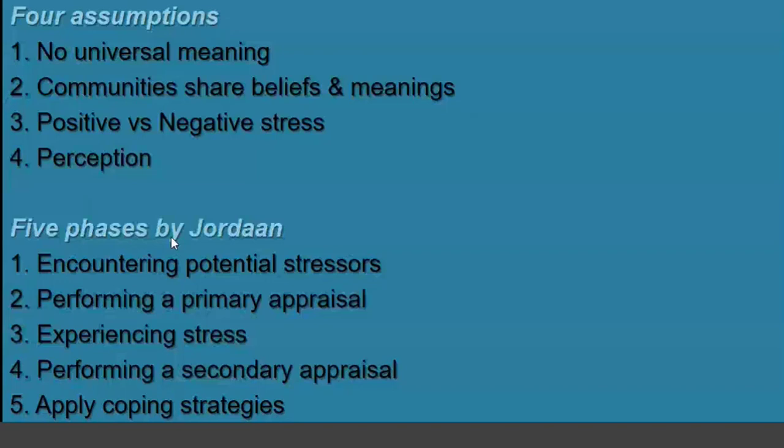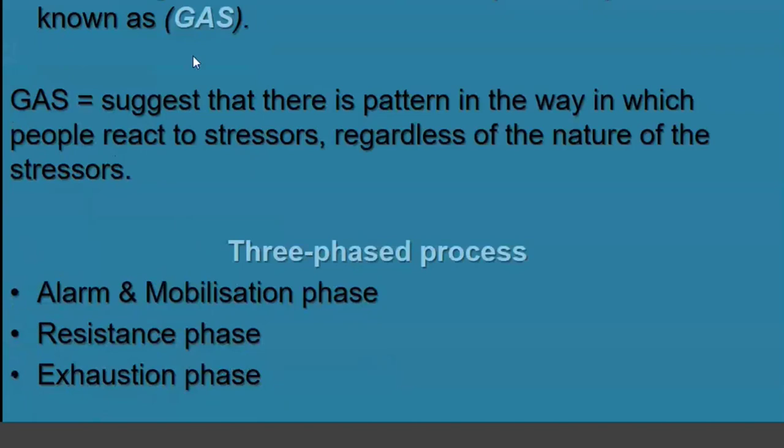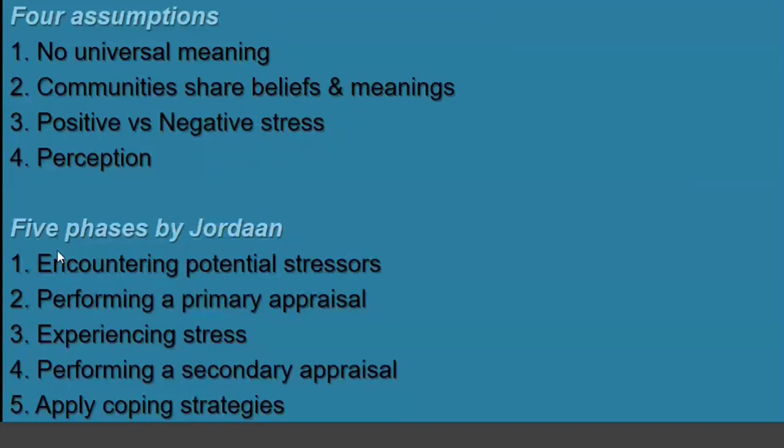Then lastly, under the contextual model of stress, the 5 phases by Jordan. This is Jordan, 5 phases. They are nearly similar with Hansen's phase process, that's alarm, resistance, and exhaustion. The difference is that with Jordan, there are 5. They are nearly similar, but they phrase them differently. Remember, this is Jordan, 5 phases.